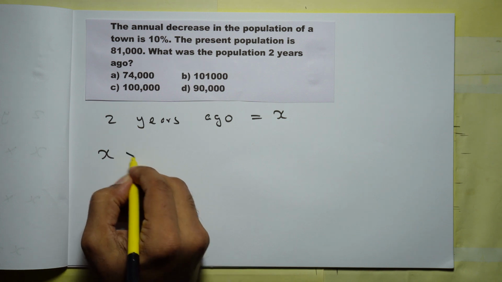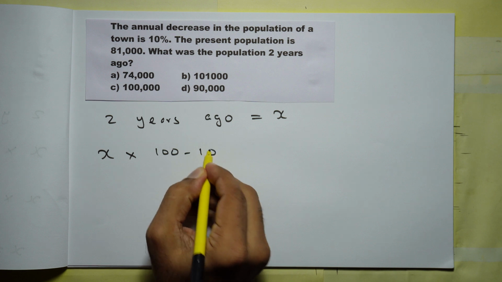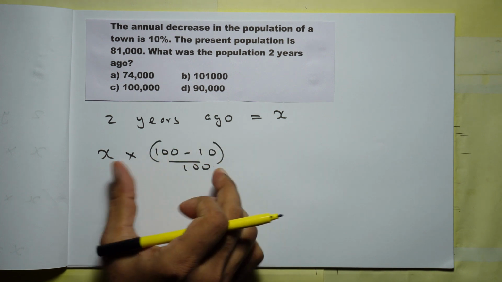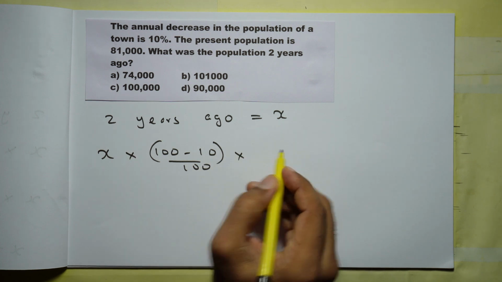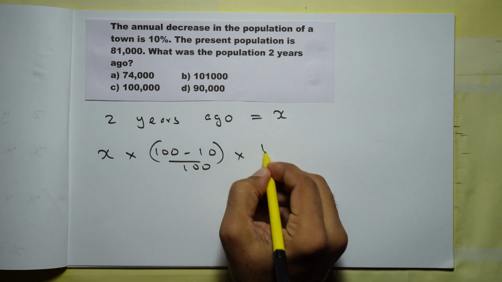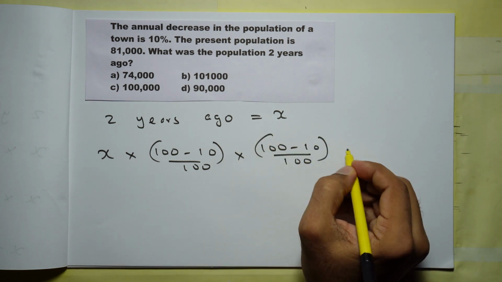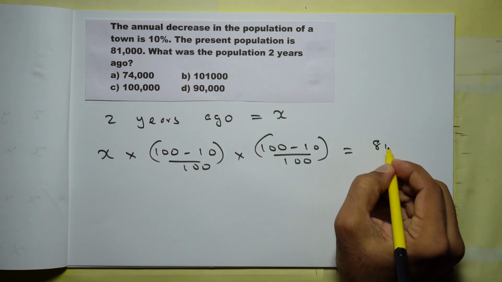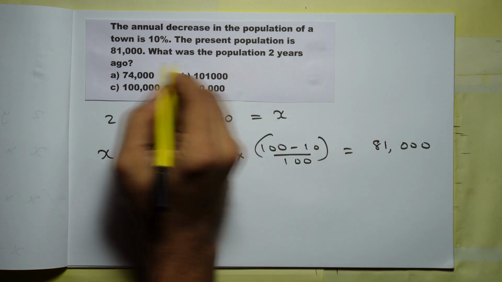So in 1 year it will decrease by 10%. So it will be 100 minus 10 by 100. So at the end of the first year this will be the population, and during the second year again it will reduce by 10%. So into 100 minus 10 by 100, and this is the present population, and that is given as 81,000.